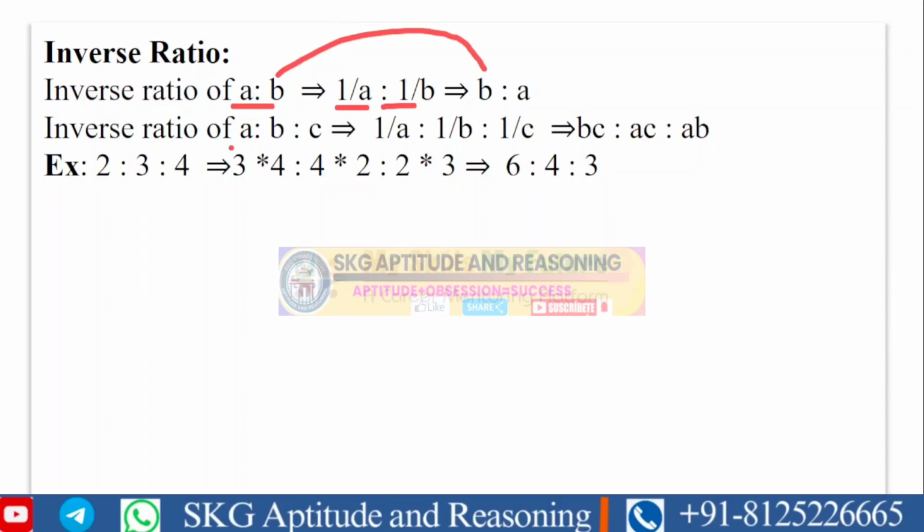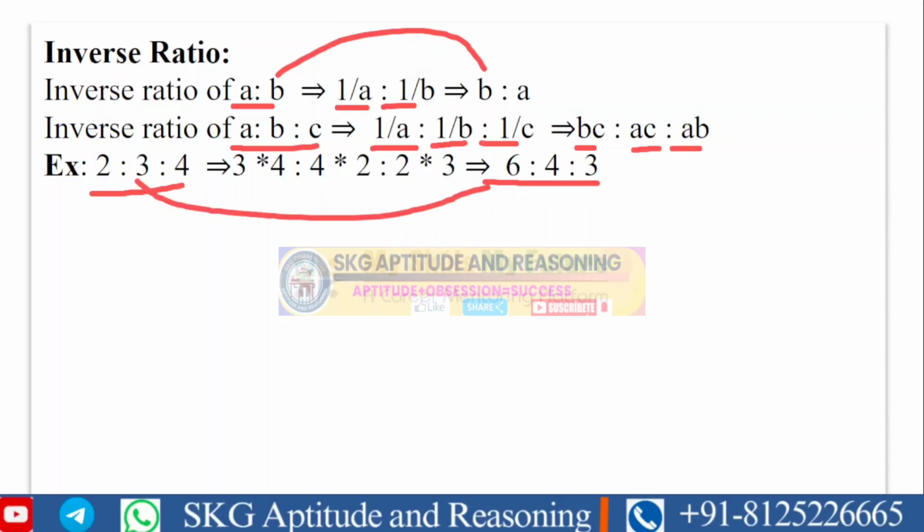Let's see what is the inverse ratio of A is to B is to C. It is 1 by A is to 1 by B is to 1 by C, so B C is to A C is to A B. Let us consider an example. What is the inverse ratio of 2 is to 3 is to 4? You need to multiply B C, A C, and A B: 3 into 4, 2 into 4, 2 into 3. So we'll get the ratio as 12 is to 8 is to 6, that is 6 is to 4 is to 3. So the inverse ratio of 2 is to 3 is to 4 is 6 is to 4 is to 3.